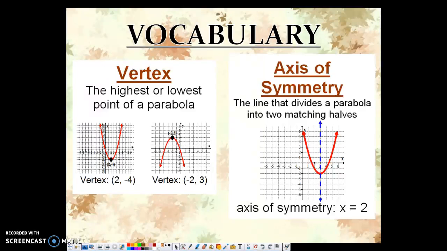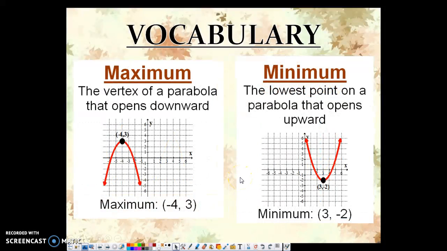Axis of symmetry is that line that goes straight through the center of the parabola. Okay? And remember, this should say x equals 3 because it actually crosses through at 3 here. X equals 3. Maximum means it has a very highest point up here. It's the very highest point. Minimum means that it has a very lowest point down here.